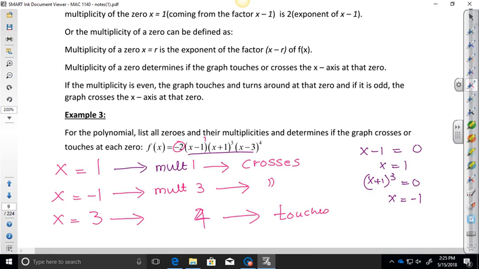Multiplicity, we don't want that number. We just need to know whether it's even or odd. If it's even, it touches. If it's odd, it crosses. Okay? We're not interested in the actual numbers. Just even or odd. But we need those zeros to graph because those are the x-intercepts. Okay?